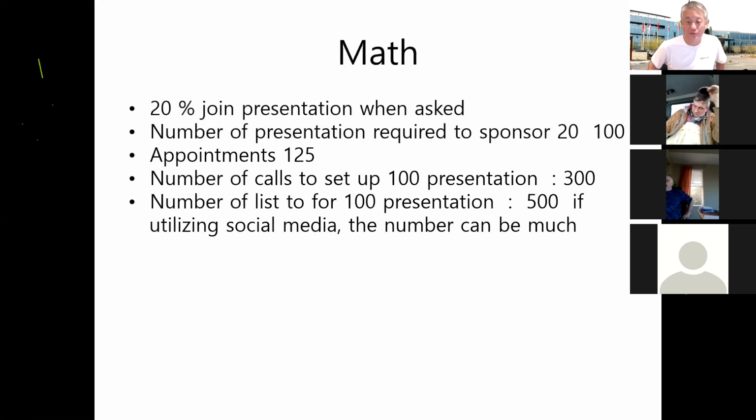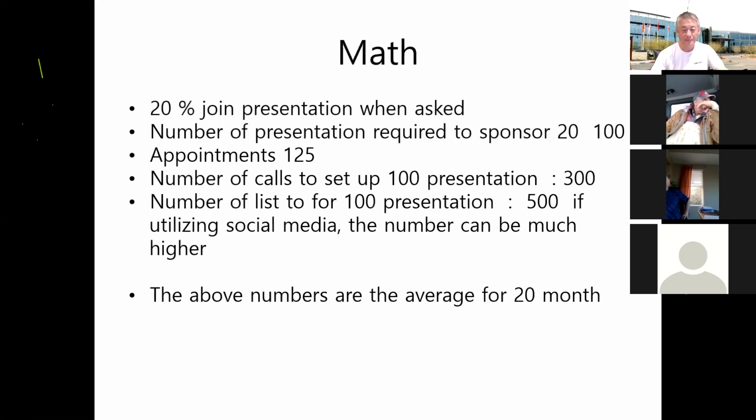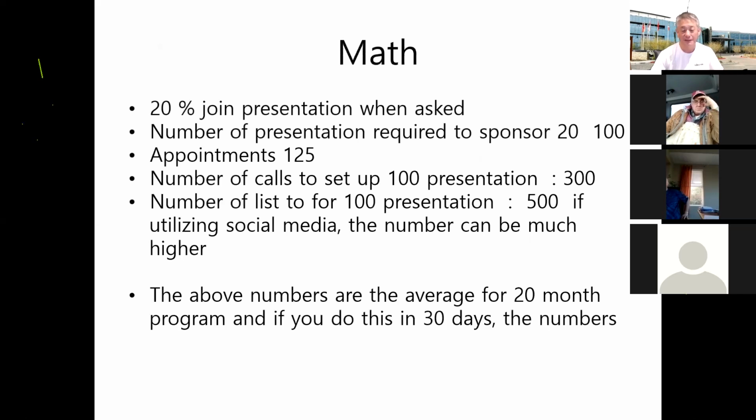And to do 1,000 connections in social media is not that difficult. It takes 2 minutes to get one connection, okay? So all you have to do is look at their profile. Or if you have 5,000 friends already, then you just send them a message. Hey, I have a great presentation coming up. Do you want to be there? Above numbers are average for 20 months, people who want to recruit 20 in 20 months. So if you do it in 30 days, that number could be a little smaller, okay?